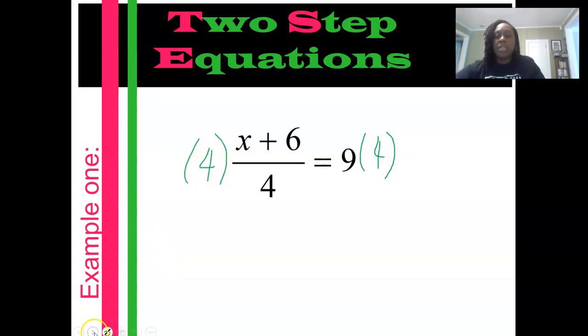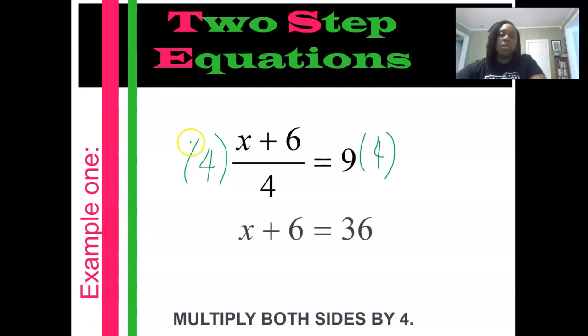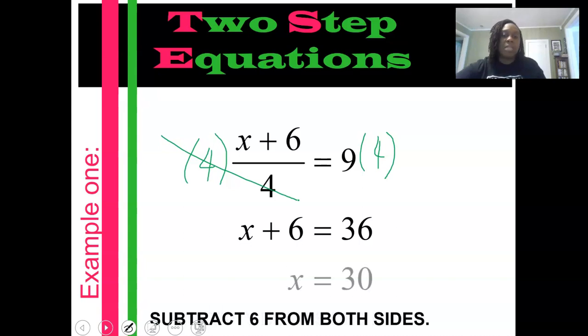Over here on the left-hand side, those 4s are going to cancel. And so that leaves you with x plus 6. And then 9 times 4 gives you the 36 that you see on the right-hand side. Your next step is going to be to subtract 6 from both sides. When you subtract that 6, it goes here and here. And so we have x equals 30 as our final answer.